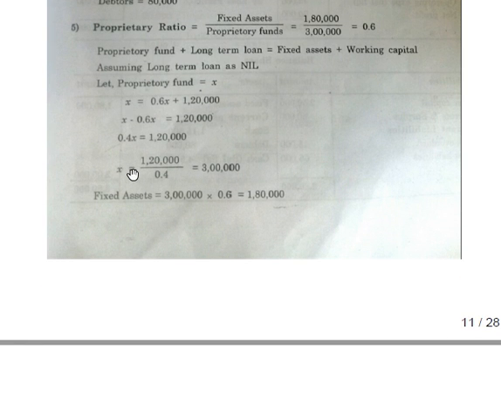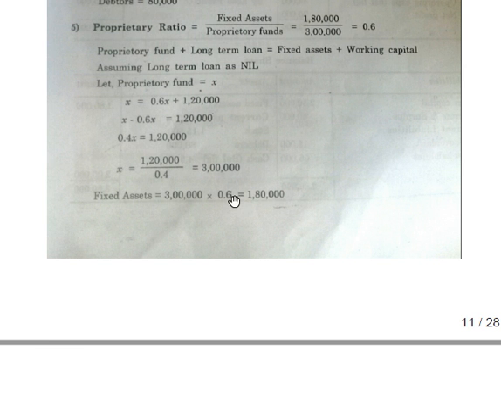Proprietary ratio: fixed assets divided by proprietary funds, which is equal to 1,80,000 divided by 3 lakhs. So in the question we have proprietary fund plus long term loan is equal to fixed assets plus working capital. So assuming the long term loan as nil, we do not have any long term loan. Let the proprietary fund be x. X is equal to 0.6x plus 1,20,000. So x minus 0.6x is equal to 1,20,000. So 0.4x is equal to 1,20,000. So x is equal to 3 lakhs.